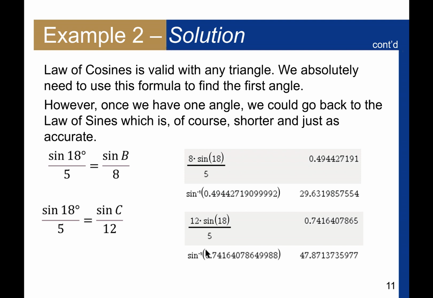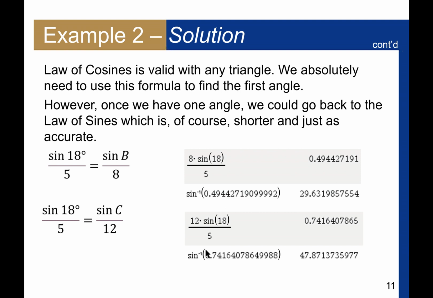So sine of 18 degrees over 5 is equal to the sine of angle B over 8. Again, just multiply both sides by 8. 8 times the sine of 18 divided by 5 will get us something pretty close to 1/2. The inverse sine of that gives us something pretty close to 30 degrees. I would say round to the nearest tenth, 29.6.